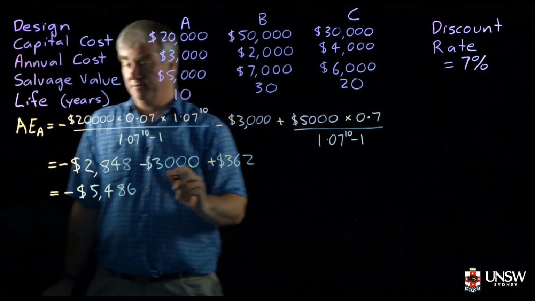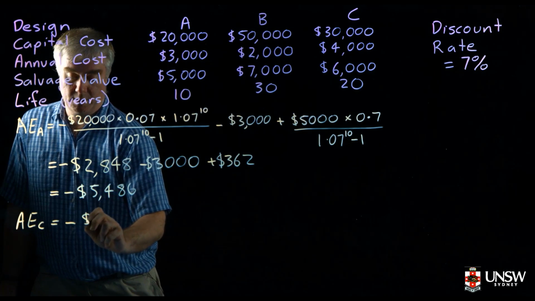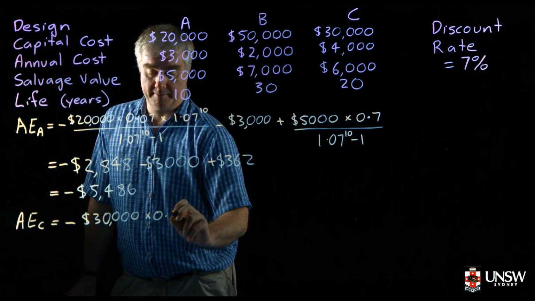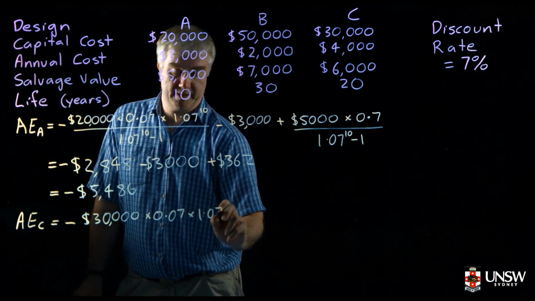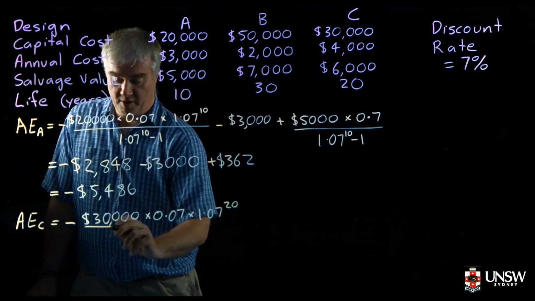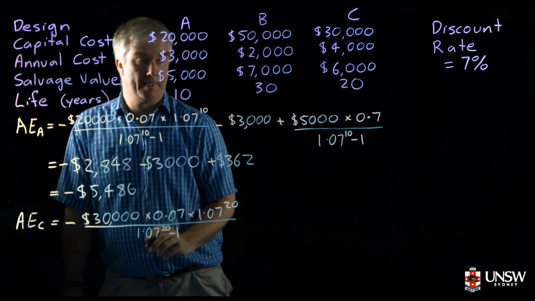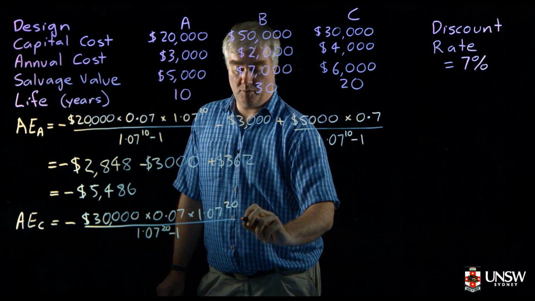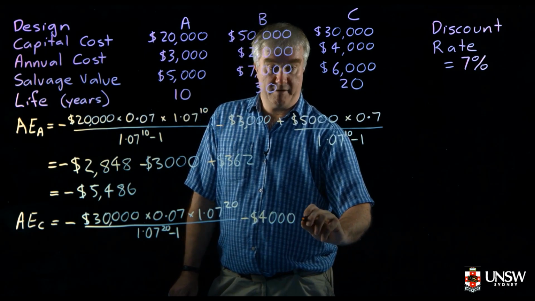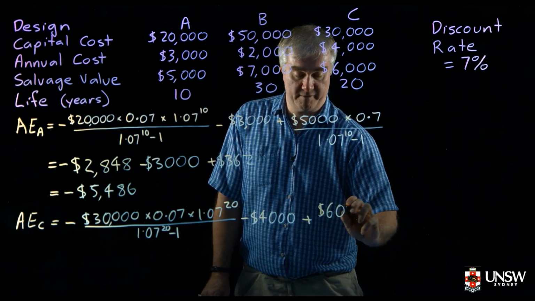Project C has a capital cost of $30,000. So the annual equivalent for project C is equal to minus $30,000 times same discount rate, 0.07 times 1.07 to the power of, but this time the project life is 20 years. All divided by 1.07 to the power of 20 minus 1. Our operating cost is the same, and it's already an annual cost, so it's minus $4,000. And our salvage value, well, this is an in-between project, so we're going to have $6,000 worth of scrap metal at the end of the life of the tower.